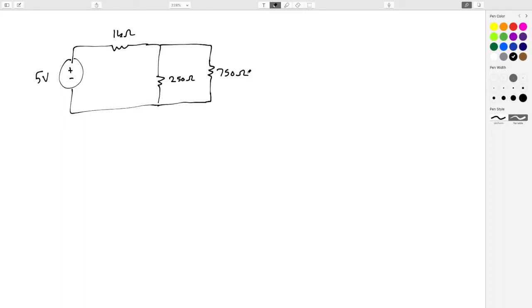Alright, so with the node method, what we need to do is pick a node to be the ground node. We then label all of our other nodes, and then we come up with our component equations and our KCL equations for every node except for the ground node. Oftentimes when you see a circuit, the one you pick to be the ground node ends up being the bottom one. That's just a convention. It doesn't mean you have to do that, and we'll actually show that right here.